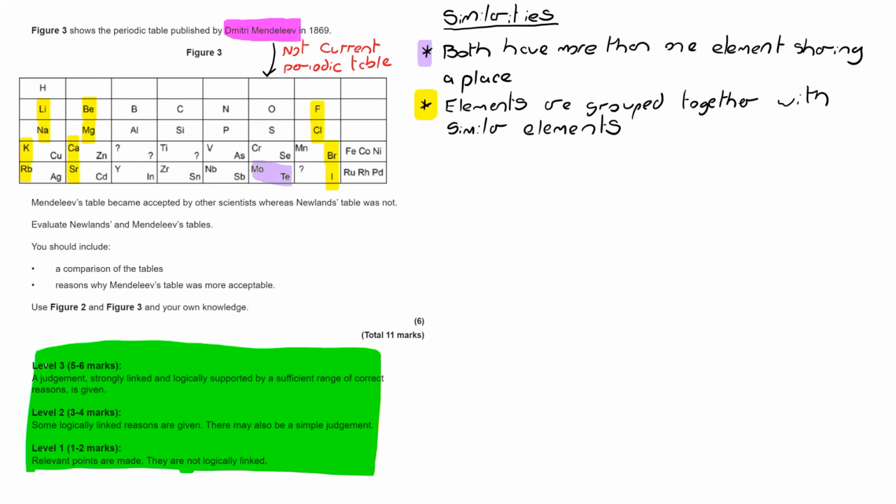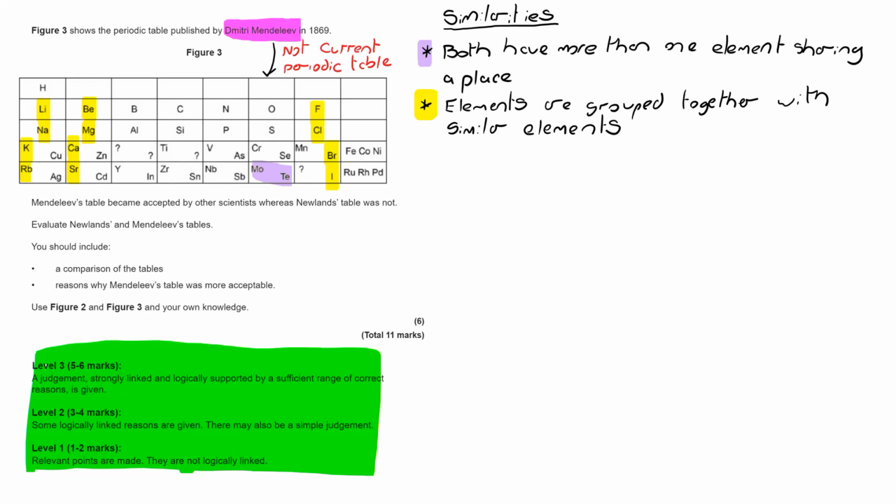In terms of the similarities, both have got more than one element sharing a place. So here I've used one example. I've got molybdenum and technetium that are sharing a box, but chromium and selenium are as well, vanadium and astatine, niobium and antimony, zirconium and tin, yttrium and indium. All of those pairs are sharing here. There's zirconium and tin just highlighted. And I've highlighted in purple there to see what we can see. Now that happens in Newland's table as well.